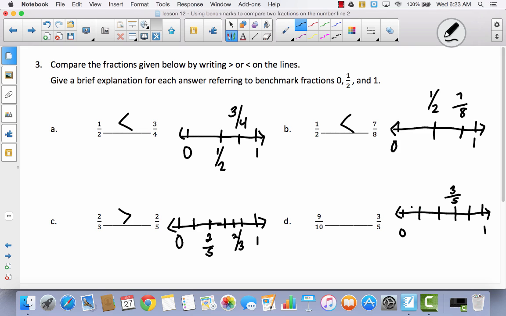Now to make tenths, I have to divide each of these into half. It says 9/10. 1/10, 2/10, 3/10, 4/10, 5/10, 6/10, 7/10, 8/10, 9/10. So which one's greater? Well, because 9/10 is closer to 1, 9/10 is greater than 3/5. And if I look at these two numbers, 9/10 is almost a whole, and 3/5 is more than a half, but it's not almost a whole. 4/5 would even be more than 3/5. All right, so let's keep going.